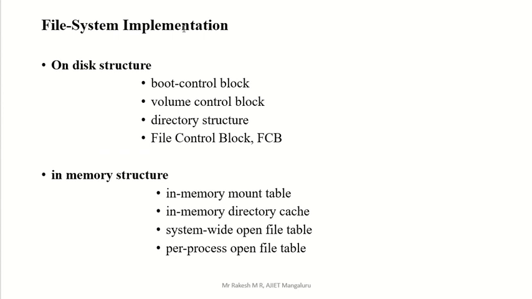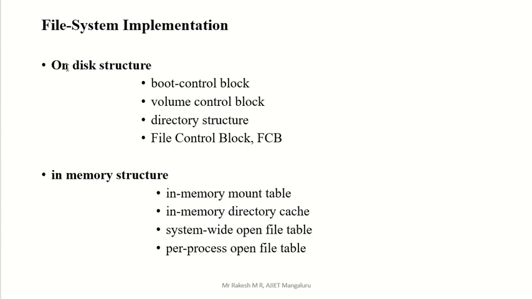File system implementation is another concept in file management. How to implement your file system? There are two things: one is the on-disk structure, and the other is the in-memory structure. What do you mean by on-disk structure? What do you mean by in-memory structure? On-disk structure is completely related to your secondary devices or hard disk; it is a structure of the hard disk. In-memory structure is a structure of the primary memory or main memory.